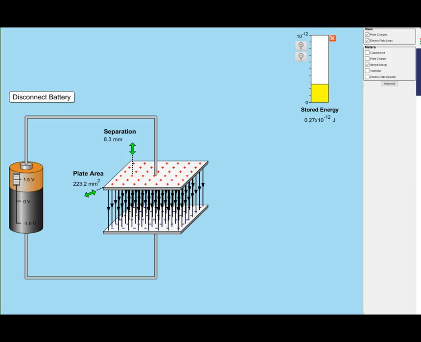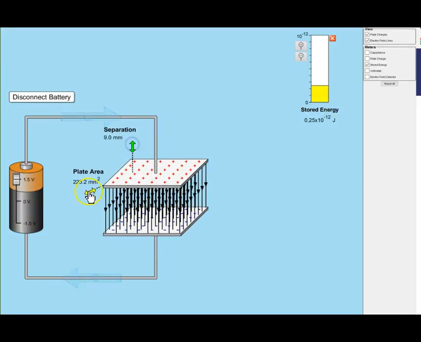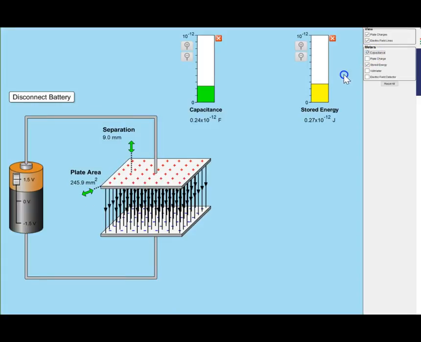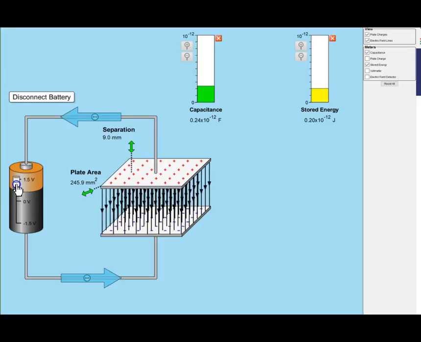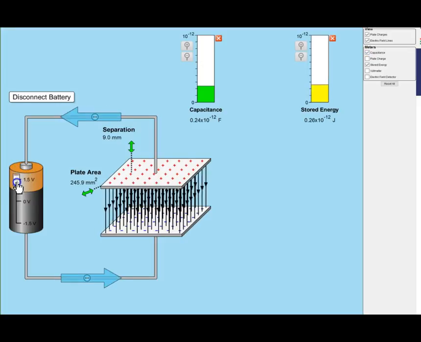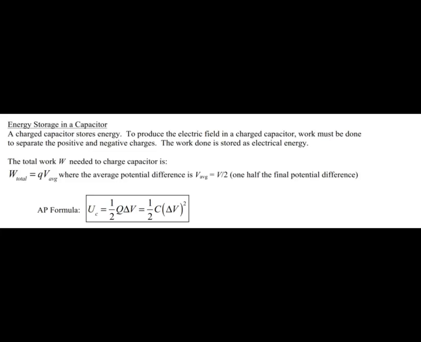Back to our capacitor lab, we can see if we bring up the stored energy, that's going to change if you change the separation or change the plate area, because you're really changing the capacitance. And if you change the capacitance, you're going to change the slope of that line, which means you're going to change the area under that curve. You also change the stored energy if you change the voltage. So a higher voltage will store more energy. So back to the notes.